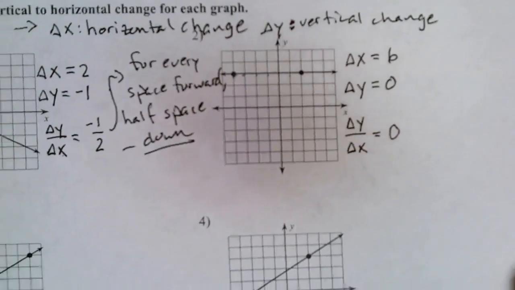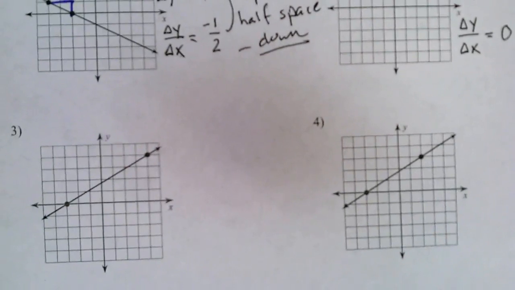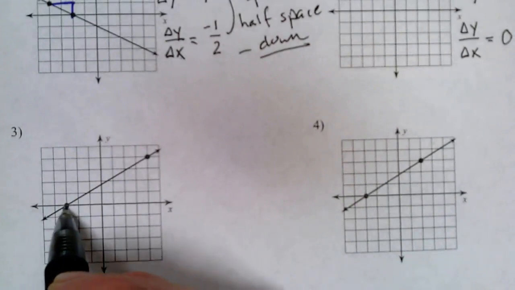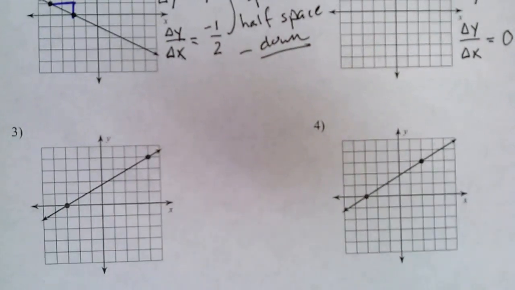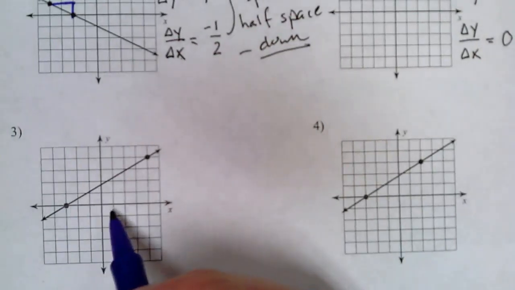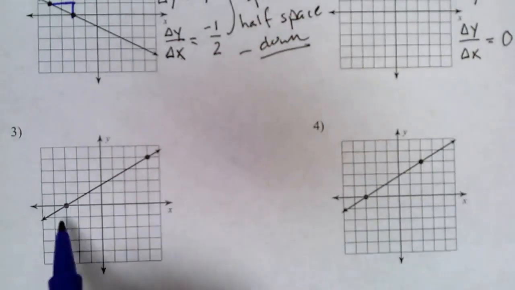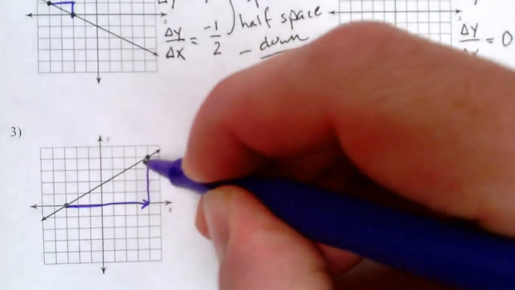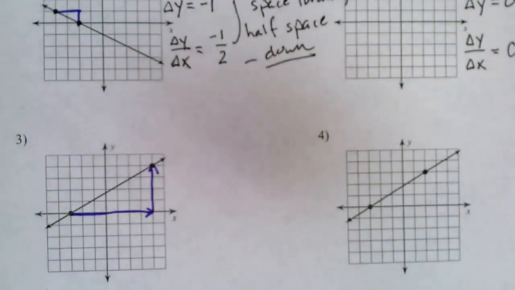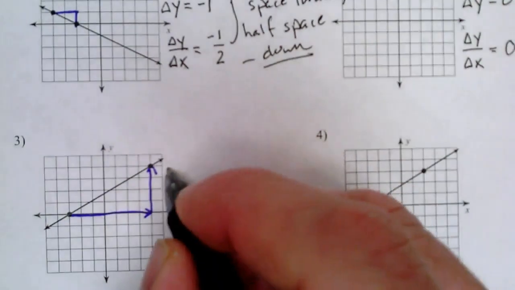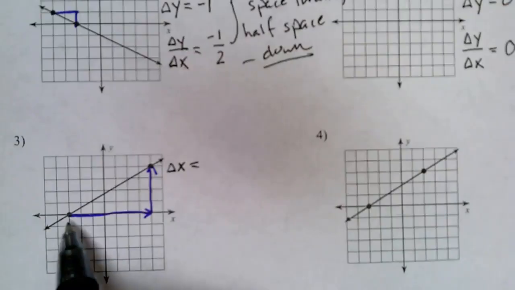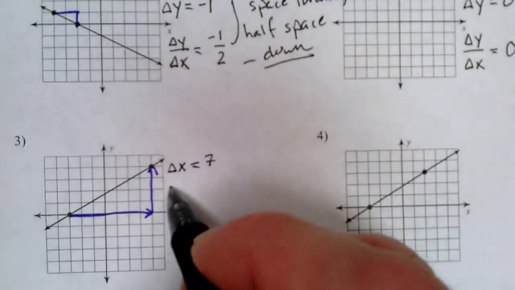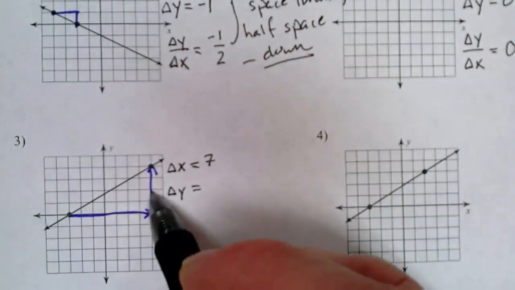Okay, so let's do one more example here. Now, again, as a reminder, we're always going to be moving forward, so from the point on the far left to the point on the far right. As we move forward, there's our change in x, and we draw an arrow up here. That's our change in y. So let's see, and we'll just count spaces. Change in x, starting from here, 1, 2, 3, 4, 5, 6, 7. And change in y, 1, 2, 3, 4.